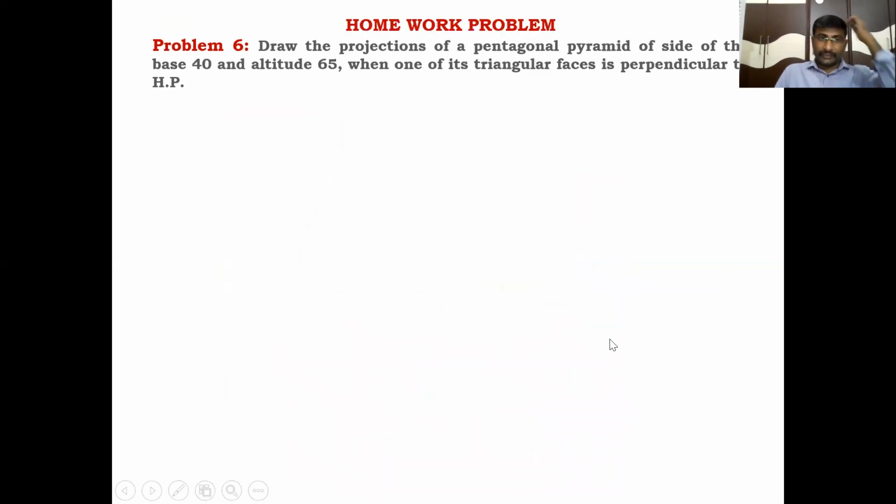Clear students? Take this problem 6 as homework. It is also a pentagonal pyramid of 40 and 65 itself, when its triangular face is perpendicular. In the previous case, the slant edge is perpendicular. Here the triangular face is perpendicular. That means you have to draw the triangular face on the right side. So you have to start the diagram from the right side itself.